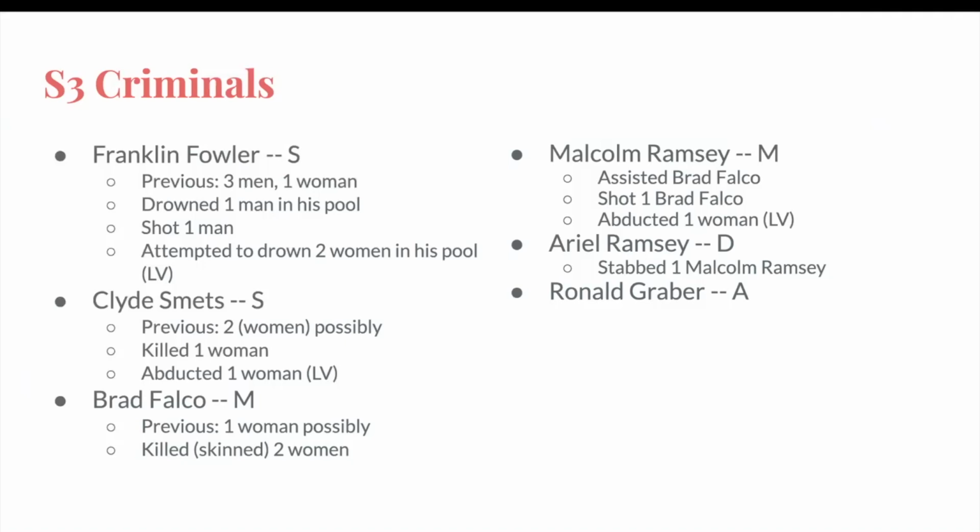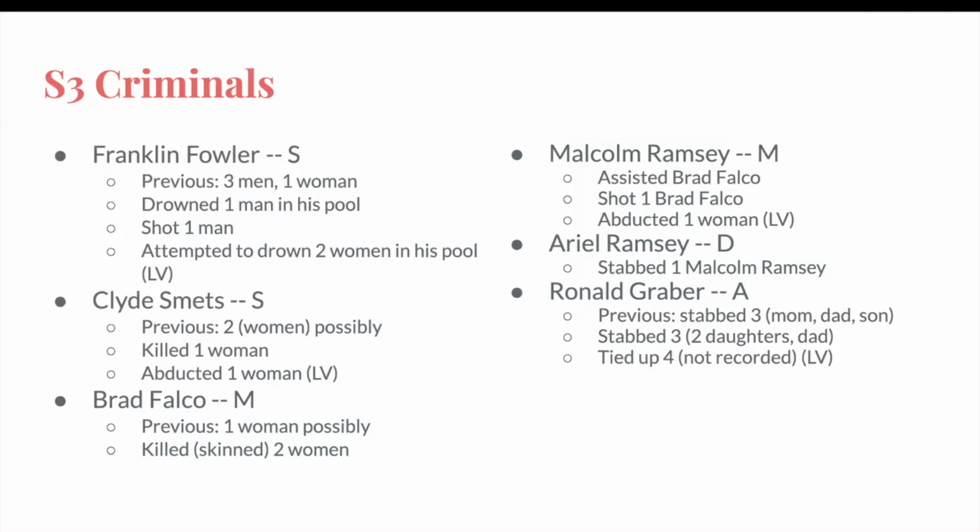Ronald Graber ended up arrested. He was stated to have previously stabbed 3, a mom, a dad, and a son, leaving the daughter alive. We then saw him at the start of the episode. He stabbed 3, 2 daughters and a dad, leaving the mom alive. Then at the end of the episode, he had 4 members of a family tied up. This was not recorded as they were not abducted or anything, but they are the last victims as they all survived.